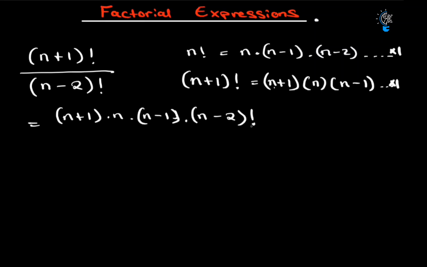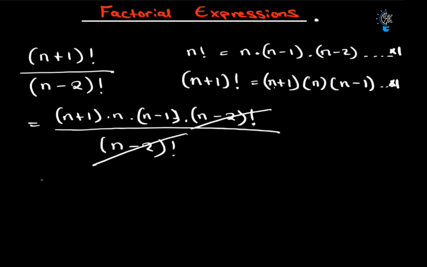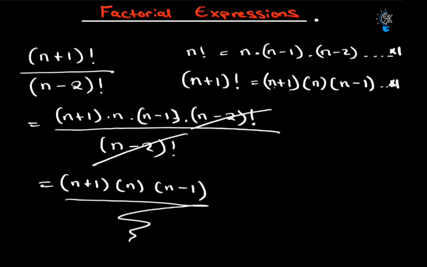Okay, let's pause at this point. The bottom part is n minus 2 factorial. And the reason why I decided to pause at this point is because this part and that part can cancel. And we're going to end up with n plus 1 multiplied by n multiplied by n minus 1. And this will be your answer for this particular expression. Very easy, right?